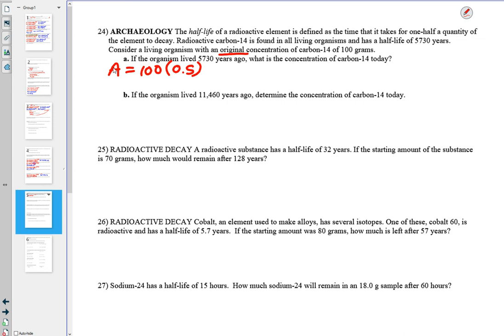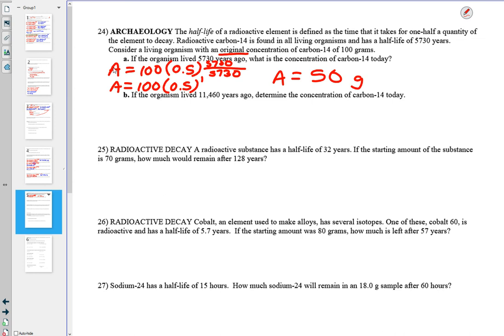And the amount of time from 5,730 years ago until now is 5,730 years. And the half-life also happens to be 5,730 years. That means it lived 1 half-life. You have undergone 1 half-life. So 100 times 0.5 to the first power should be 50. What's the unit? Yeah, we're measuring this in grams. If the test asks you tomorrow to write a unit, you have to know what unit.